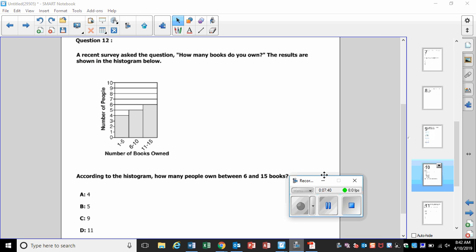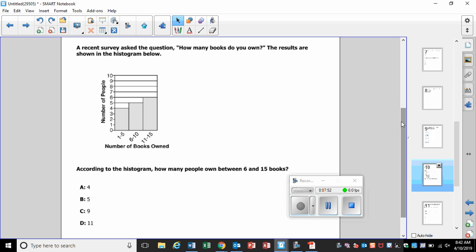Question 12. A recent survey asked the question, how many books do you own? The results are shown in the histogram below. According to the histogram, how many people own between 6 and 15 books? Choice A, 4, choice B, 5, choice C, 9, choice D, 11.